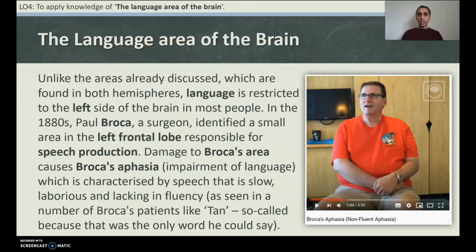Which is characterized by speech that is slow, laborious, and lacking in fluency, as seen in a number of Broca's patients, like this individual called Tan, who isn't the individual in the picture, it's a different guy, so called because that's the only word he could use, right? So Broca's aphasia is characterized by speech that is slow and laborious and lacking in fluency, right? I can't show you the video, so please click on the picture. There's a little video link and it will show you Broca's aphasia.